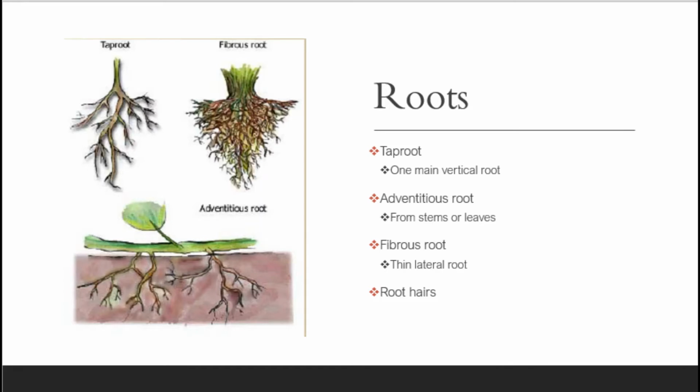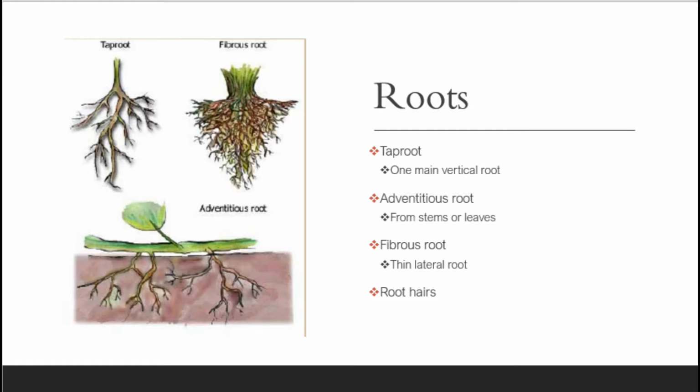Taking a closer look at roots, there are three different root types that you have to know. The first is a taproot, and what we see in taproots is just one main vertical root, and we see that on the upper left corner. And then we have adventitious roots, and these come from the stems or the leaves. So we see that stem that's just laying on the floor, and whatever touches the floor will grow roots into the soil. And so that's adventitious root.